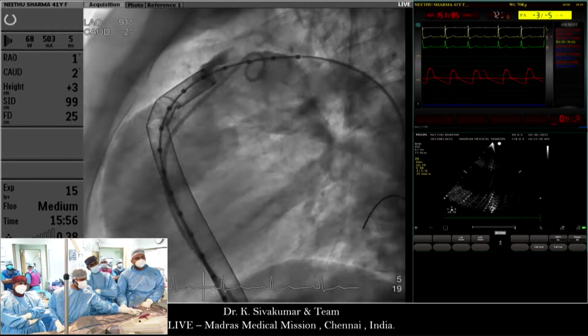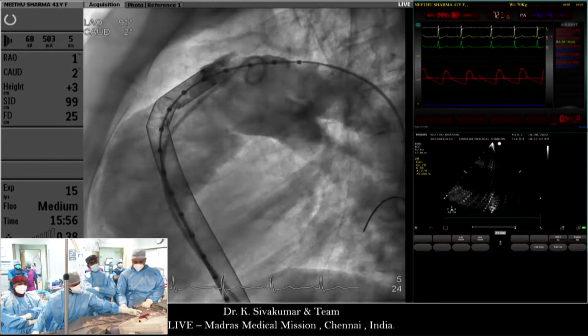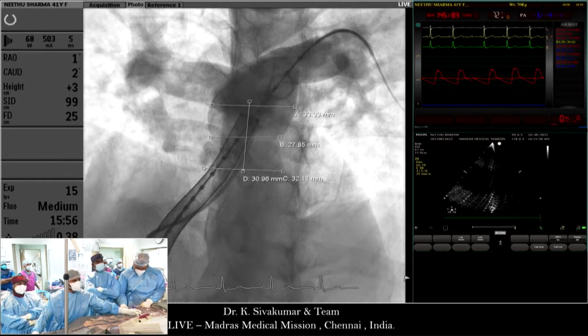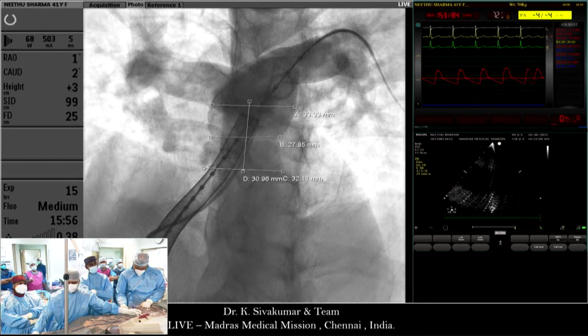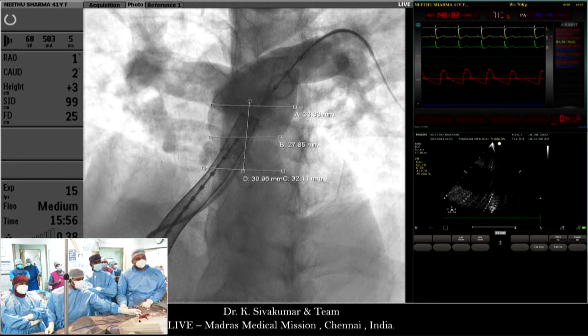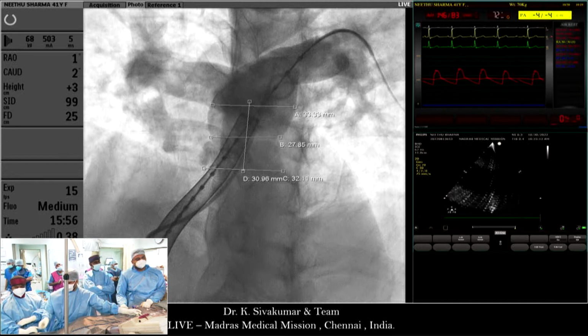The reason why we put the marker pigtail on the Lundrequist was for a little bit more accurate measurements. Show the measurements, please. So this is on LAO projection. We were getting around 28 in the mid MPA. At the annular level, 32. Distal MPA, 33. However, in the lateral, it is very large.